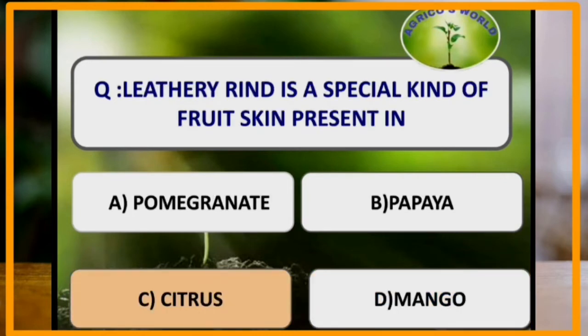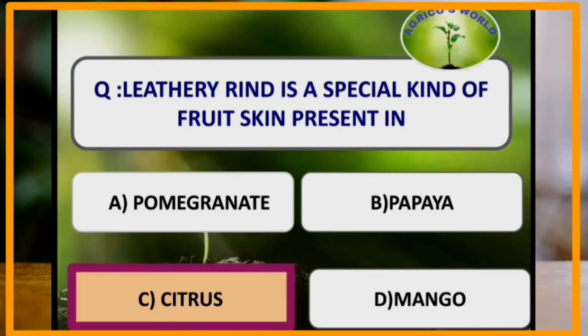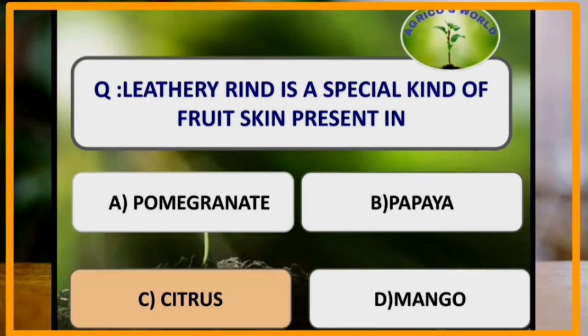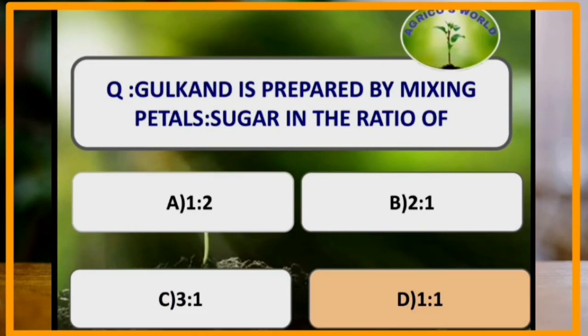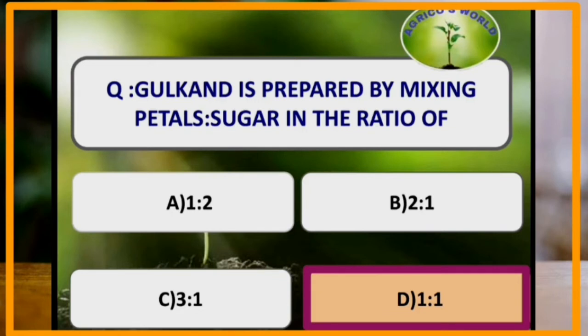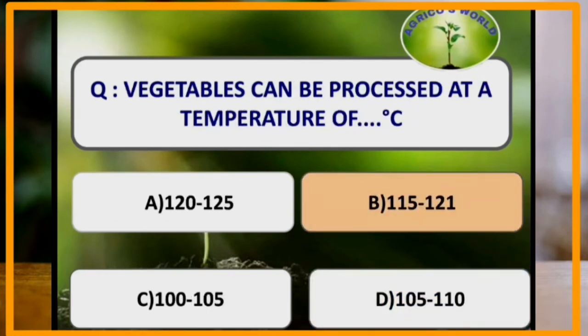Leathery rind is a special kind of fruit skin which is present in? Leathery rind is a special kind of fruit skin and it is present in citrus, and the leathery rind is called as Hesperidium. Gulkand is prepared by mixing petals and sugar in the ratio of? Gulkand is a sweet preserve of rose petals and it is prepared by mixing rose petals and sugar in the ratio of 1:1. Vegetables can be processed at a temperature of how many degrees centigrade?